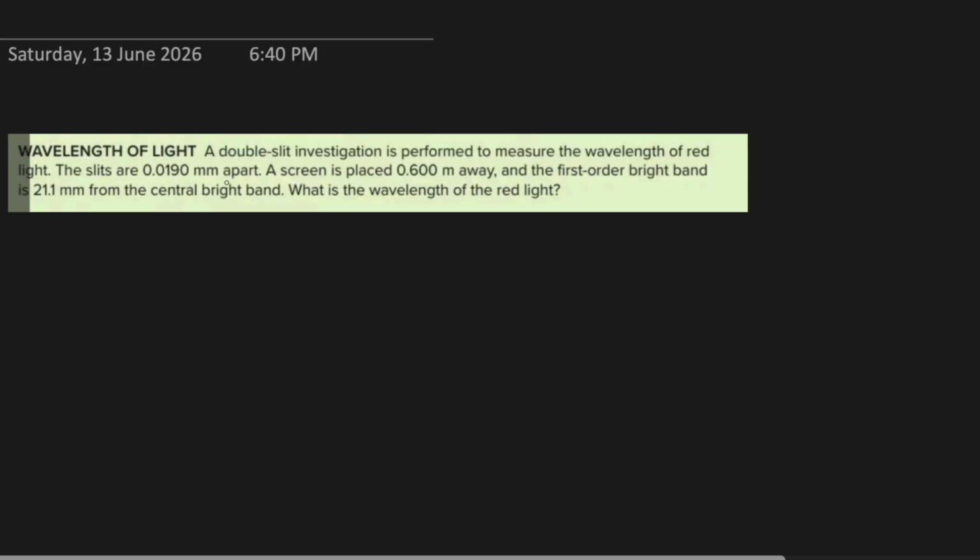So we have this question. It says a double slit investigation is performed to measure the wavelength of red light. The slits are 0.0190 millimeters apart. The screen is placed at 0.6 meters away, and the first order bright band is 21.1 millimeters from the central bright band. What is the wavelength of the red light? So again, we will use this equation, xd divided by L, and what do we know?